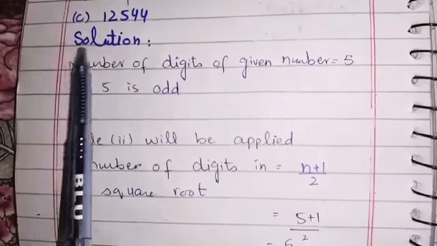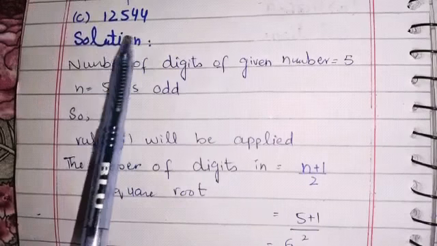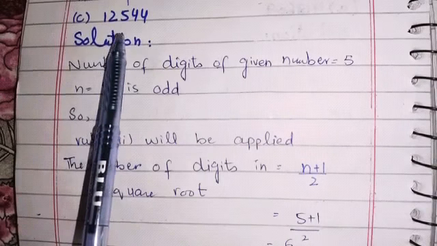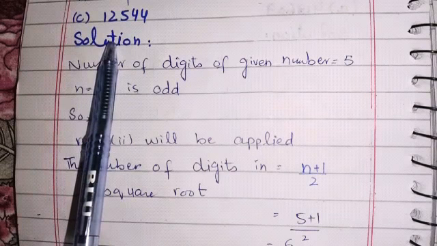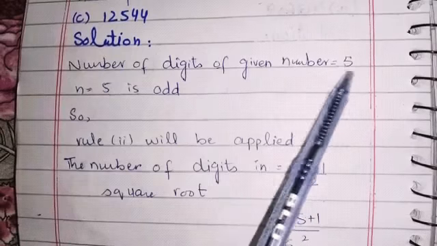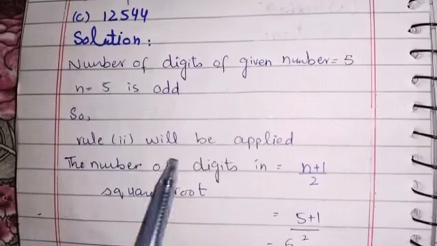Now students, here is our part C, 12544. First we will count the number of digits: 1 2 3 4 5. Here the number of digits is 5. 5 is odd, so we will use our rule number 2 to find the number of digits of the square root. Let's start the solution. The number of digits of the given number is equal to 5. n is equal to 5, and you all know that 5 is odd, so rule 2 will be applied.